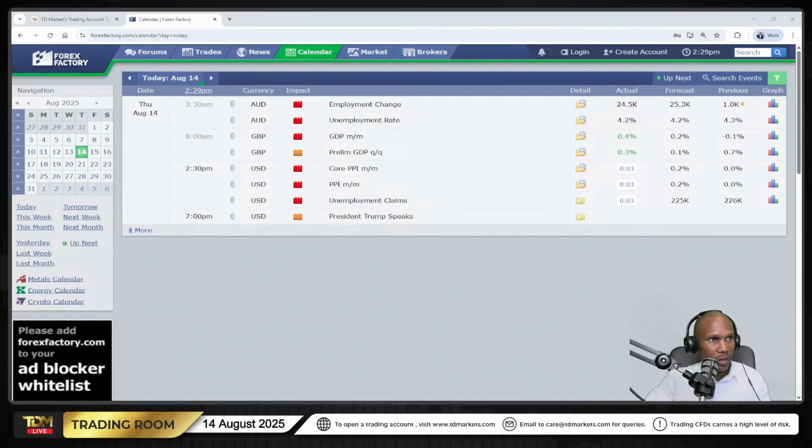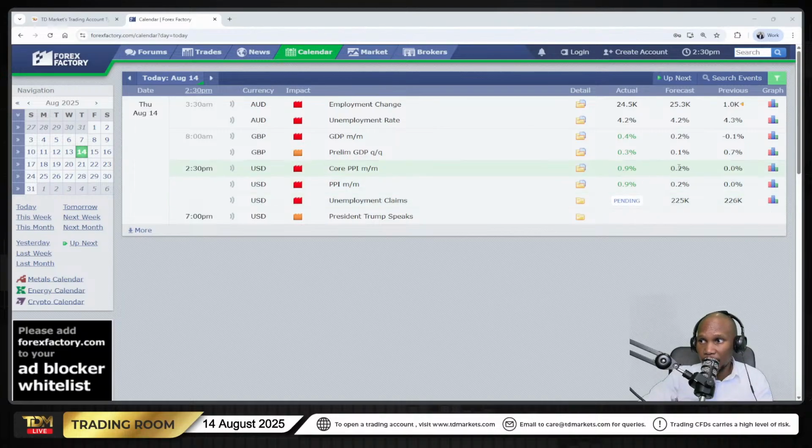So let's quickly have a look at this. We're a few minutes away. We also have unemployment claims at the same time, right? So let's see what is happening. Is it gonna be a strong dollar or a weaker dollar? Let's see unemployment claims.